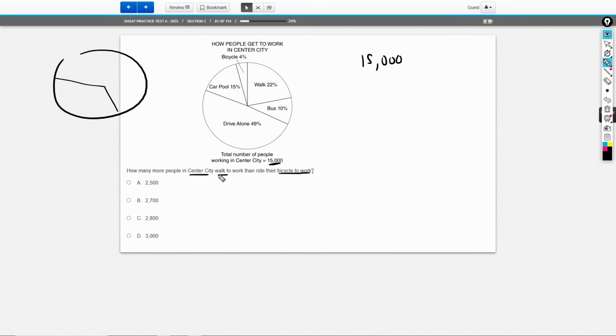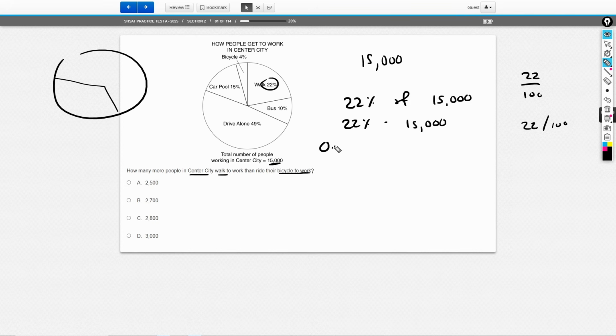Now, how many people walk? Well, 22% of the population walks. Now, how do you find a percent of something? It's going to blow your mind. You just multiply it, right? So 22% of 15,000 is the same thing as saying 22% times 15,000. Remember that 22% is just 22 over 100 or 22 divided by 100, which is 0.22. You take 22 and you move the decimal once and twice to get 0.22. Now you just do 0.22 times 15,000, okay?